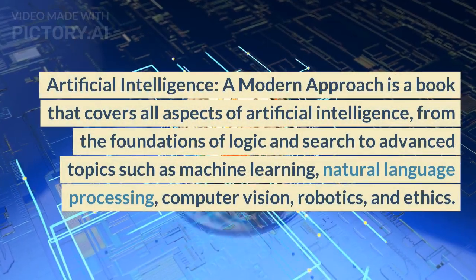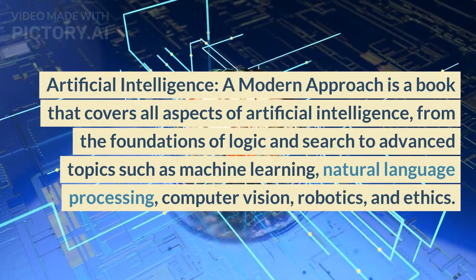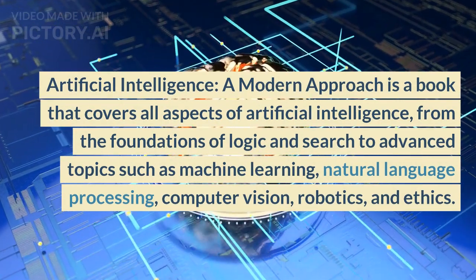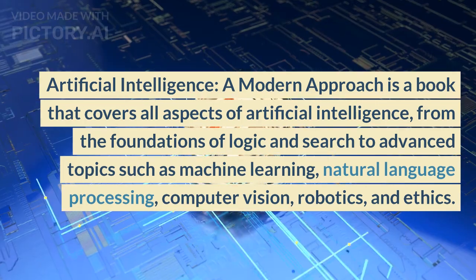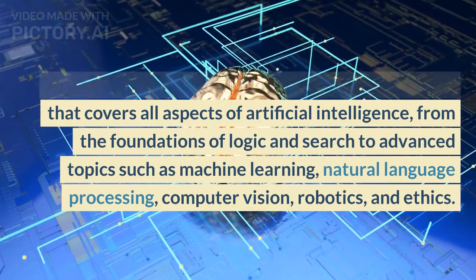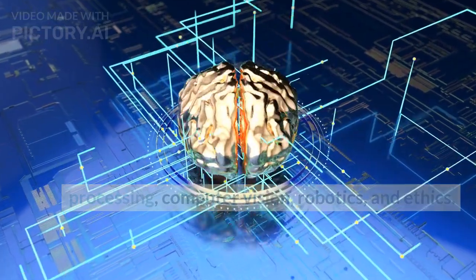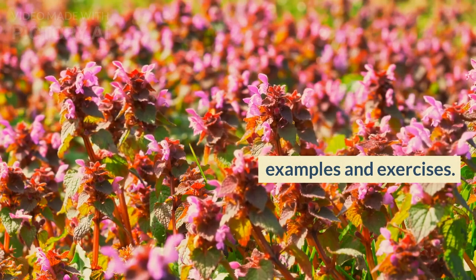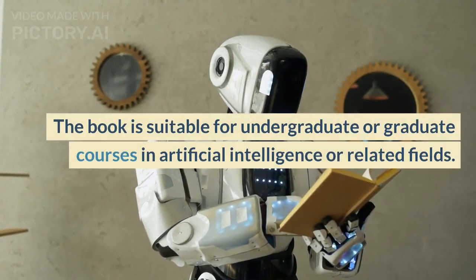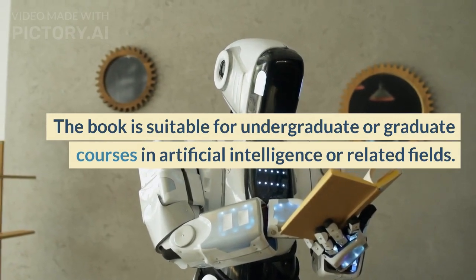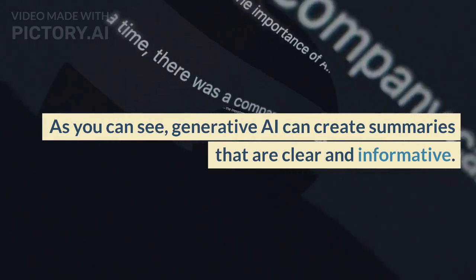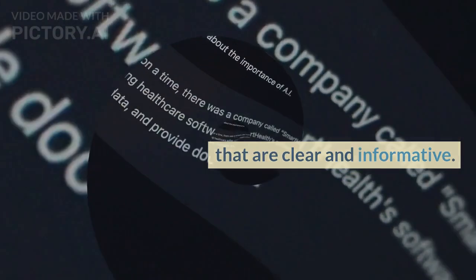Artificial Intelligence: A Modern Approach is a book that covers all aspects of artificial intelligence, from the foundations of logic and search to advanced topics such as machine learning, natural language processing, computer vision, robotics, and ethics. The book provides a balanced and up-to-date view of the field, combining theory and practice with examples and exercises. The book is suitable for undergraduate or graduate courses in artificial intelligence or related fields. As you can see, generative AI can create summaries that are clear and informative.